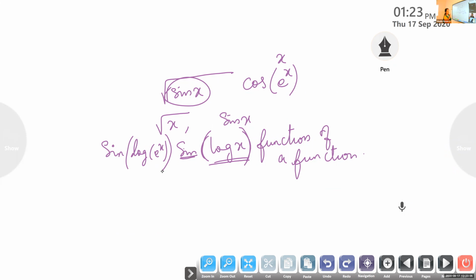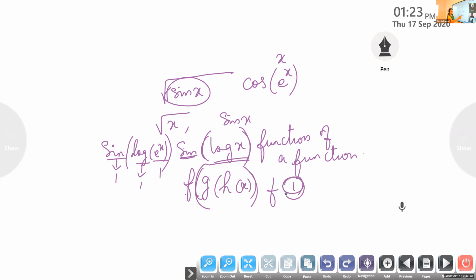Tell me, children. I'm not calling your names. You can come voluntarily. Which are the functions there? Yes, sine. Sine is one function. Then log, and e raised to x. So it takes the form f of g of h of x, a function within a function. If I write f of 1, 1 is a constant we are applying. If instead of this argument I write another function, that's what we call function of function.